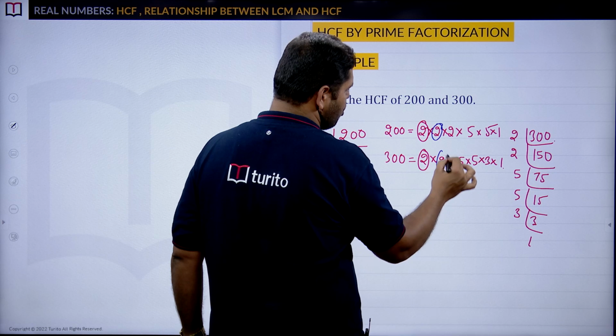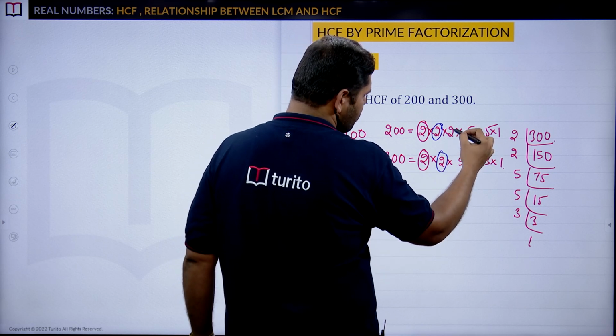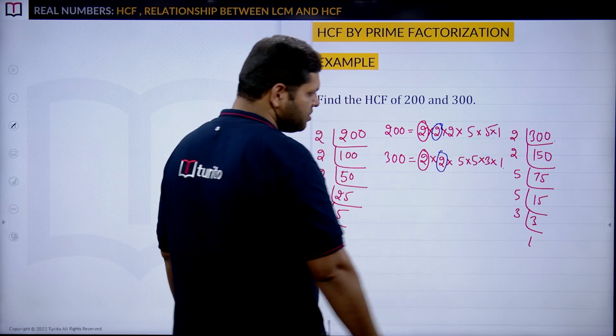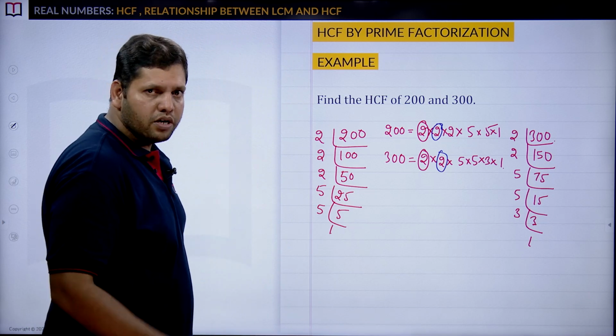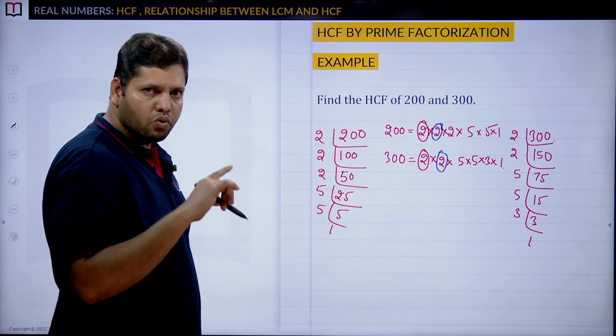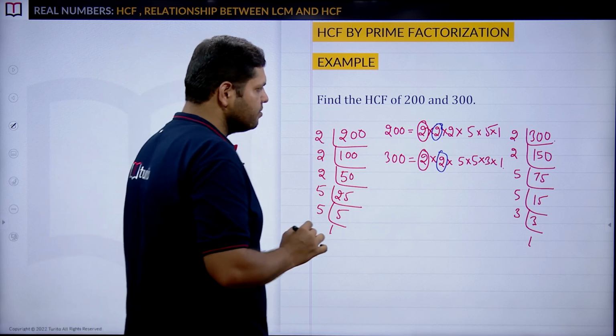And one more 2 is also common. And children, here only this 2 is present, but here it is missing. Isn't it? The second number is missing a 2. Only in the first number, 2 into 2 is present.